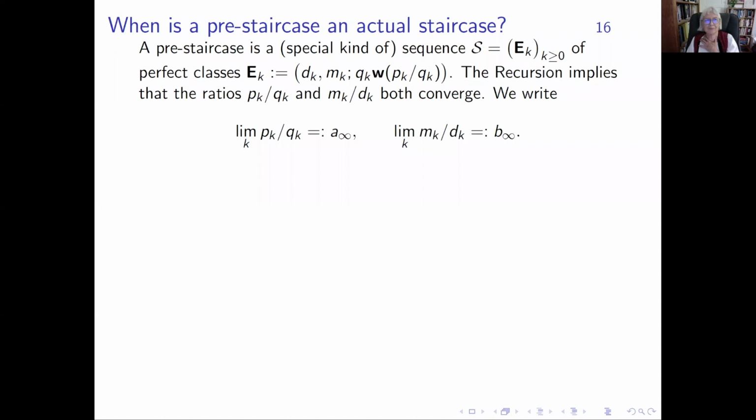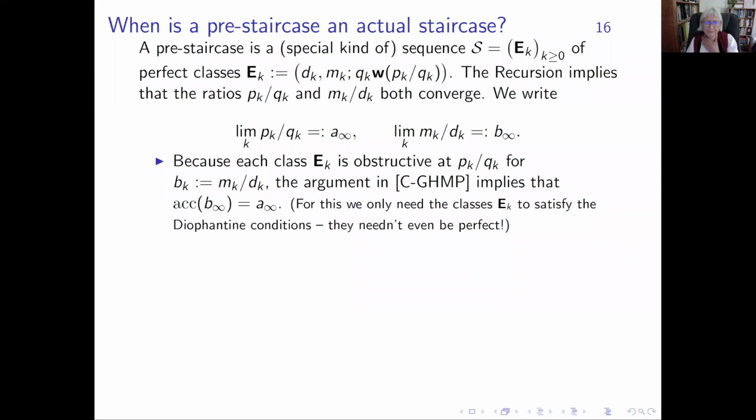And when is a pre-staircase an actual staircase? So a pre-staircase is just this family of, say, perfect classes. And because of the recursion, it's very easy to prove that the ratios, the steps, converge to some number, and that M over D converges to some number. And because each class is obstructed, because these are perfect classes, and so they actually are above the volume class, it's very easy to prove that the accumulation point, these A's and B's, have to satisfy the equation.